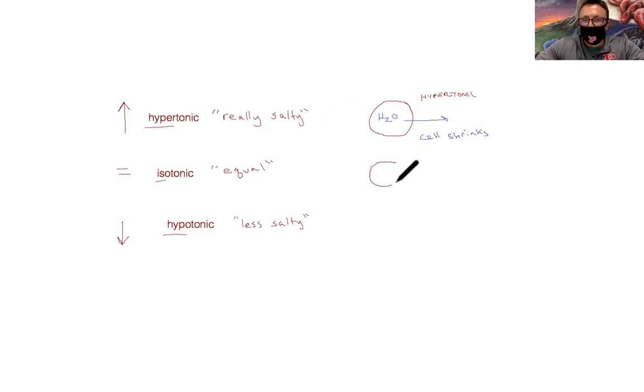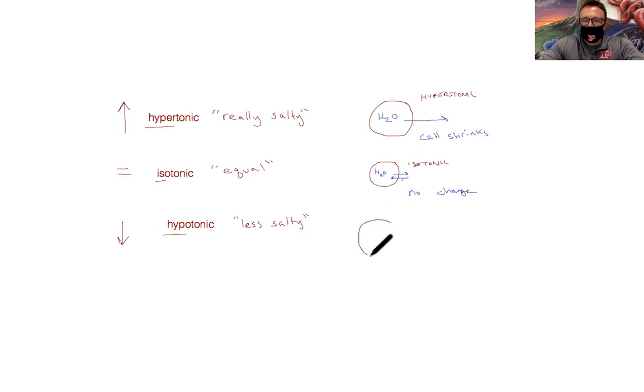In isotonic, everything is equal. So is anything going to happen? Nope. Right? The water, some of it will leave, but the same amount will go in. It almost looks like an equal sign, right? And so no change. The cell is not going to be affected. The cell is very happy, right? And then last one, and then you guys can start your quiz.